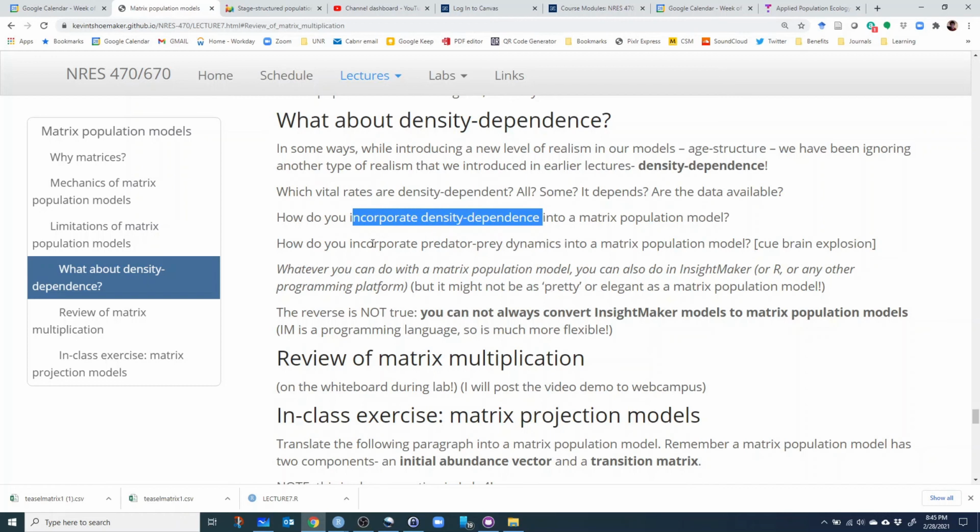And never mind, how do we start incorporating things like prey-predator dynamics into a matrix population model? And that's where I say cue brain explosion, because we're not going to have to get there really any time in this course, but we will start talking about prey-predator interactions later in the class, and competition interactions, but that is between species or among species. So there are ways to incorporate density dependence and even things like competition and prey-predator dynamics into what is otherwise a matrix population model, but of course it is more complicated.